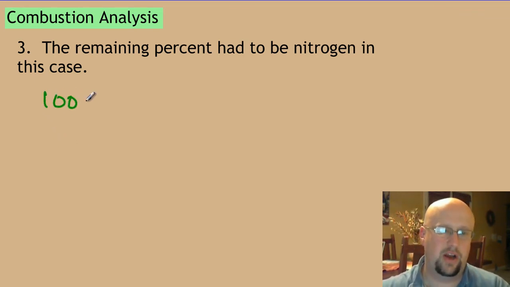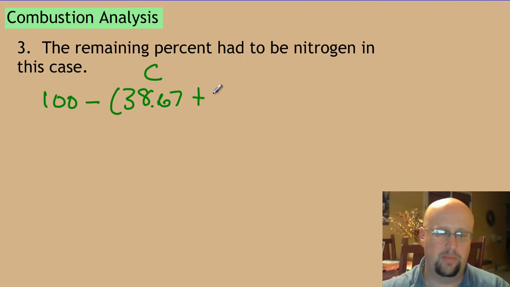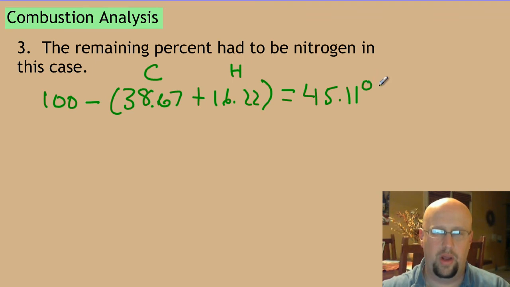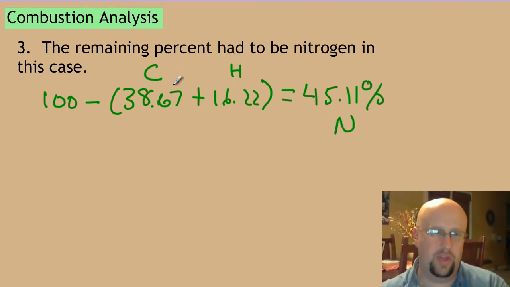So we just take 100 minus what we've already found, which is 38.67. Okay, and remember that's the carbon, plus 16.22. That's the hydrogen. We subtract that out, and that's going to leave us with 45.11%, and that is nitrogen. Now here's the cool thing.